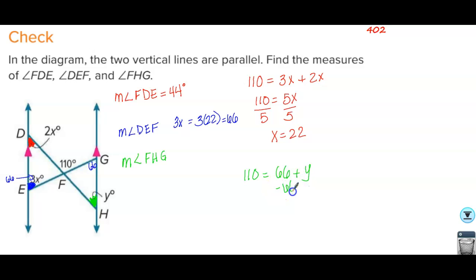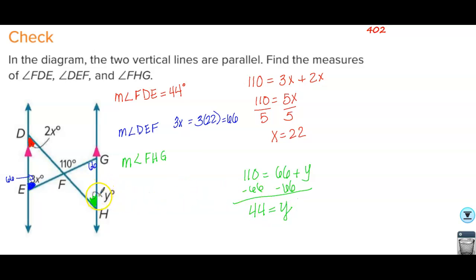So if I subtract 66 from both sides, oh boy, I'm going to use a calculator. I'll screw that up for sure if I try to do that in my head. I haven't done math for a week. I'm never going to make it through that one. 66. 44. Yeah, I guess that makes sense. 44 is equal to y.